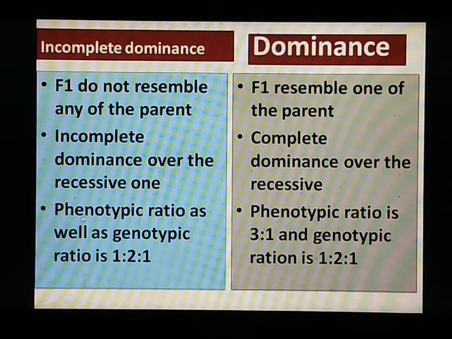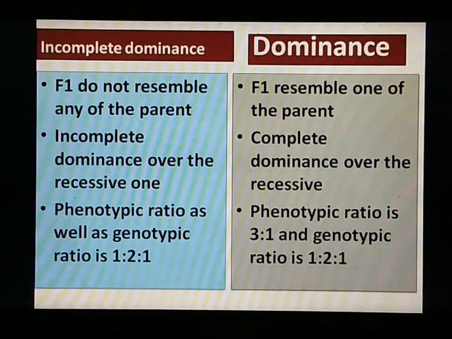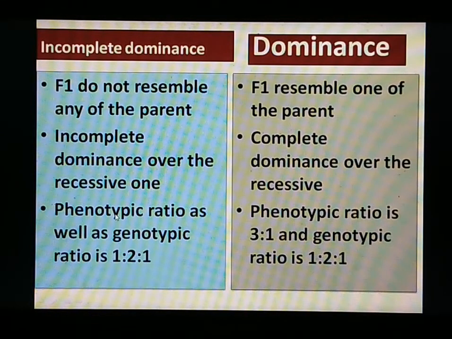The third difference is that the phenotypic ratio as well as the genotypic ratio is 1:2:1 in incomplete dominance, whereas in dominance we had seen the phenotypic ratio is 3:1 and the genotypic ratio is 1:2:1. So in incomplete dominance the phenotypic as well as genotypic ratio is 1:2:1. It is only because the heterozygous plants do not resemble the dominant characteristic, which is one of the parental traits. Here the heterozygous plants are completely different from the parental ones.